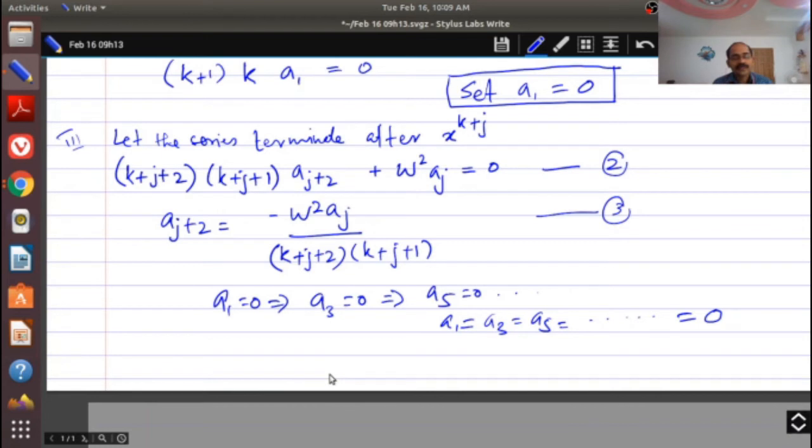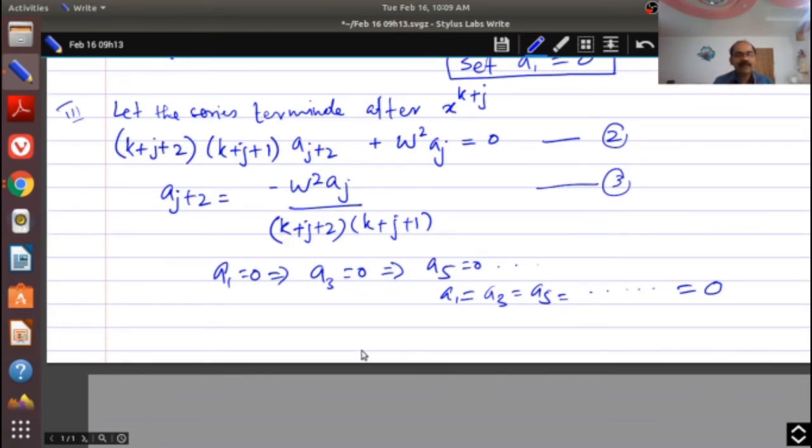Now we have said a0 is not 0. So you cannot do this. There will be coefficients a0, a1, a2, a3, a4, etc. Right? All even powers. So let's look for two cases now.